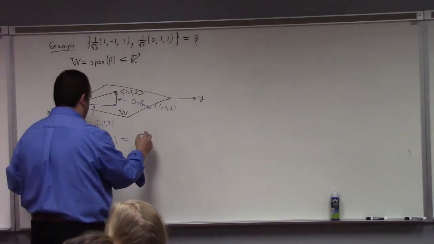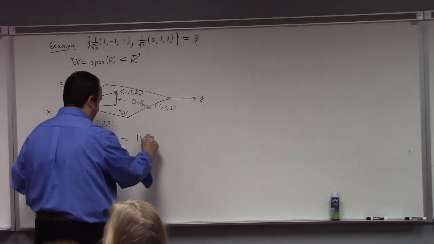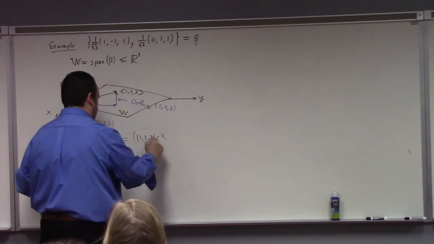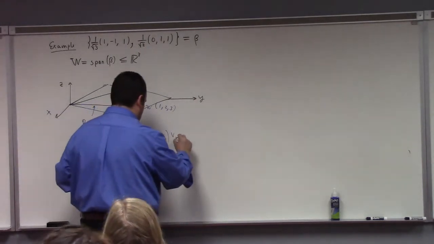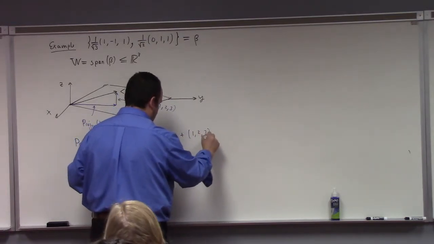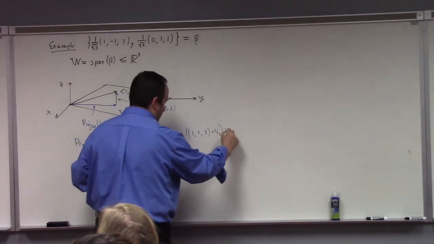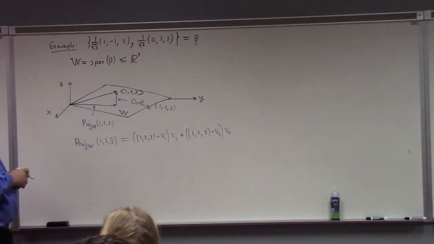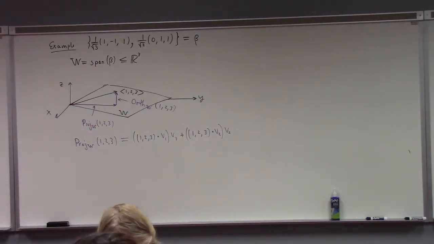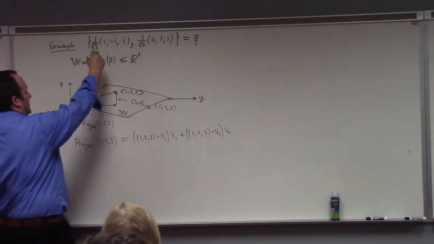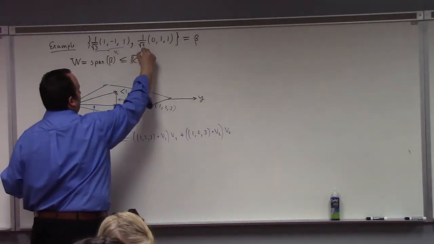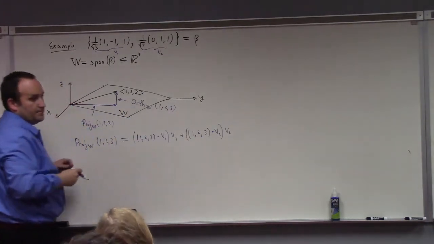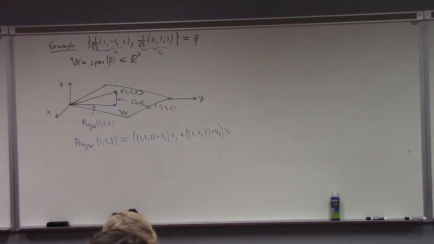So the way you do it is 1, 2, 3 dotted with V1 in the V1 direction plus 1, 2, 3 dotted with V2 in the V2 direction. Those dot products select the component of 1, 2, 3 in the V1 direction and the component in the V2 direction, and then put it together. What do I mean by V1 and V2? I'm talking about these guys up here. This only works if V1 and V2 are orthogonal and normal. But they are, so we can do this.